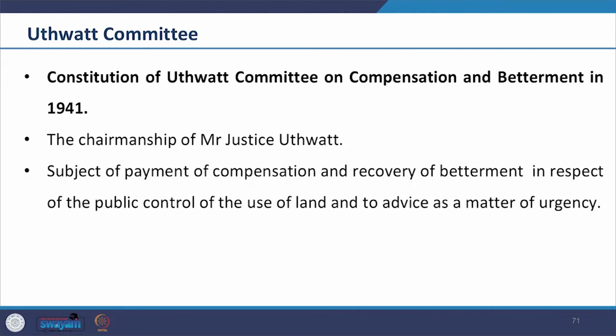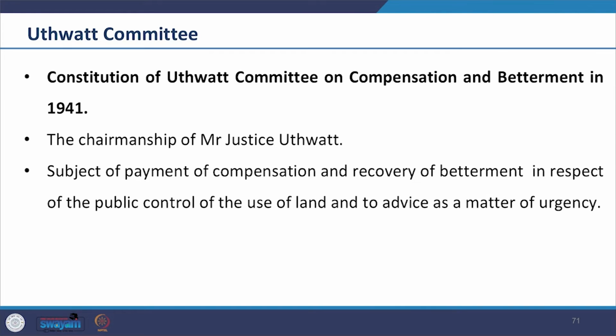So, the outcome of this particular committee's recommendation was that it created the Board of Trade under the Distribution of Industry Act of 1945. We later see the constitution of the Uthwatt Committee on Compensation and Betterment in 1941. Simultaneously, you may reflect, it was the war period. As per the Discovery National Archives, Government of UK, the committee was set up by the Minister of Works and Building in 1941 under the chairmanship of Mr.